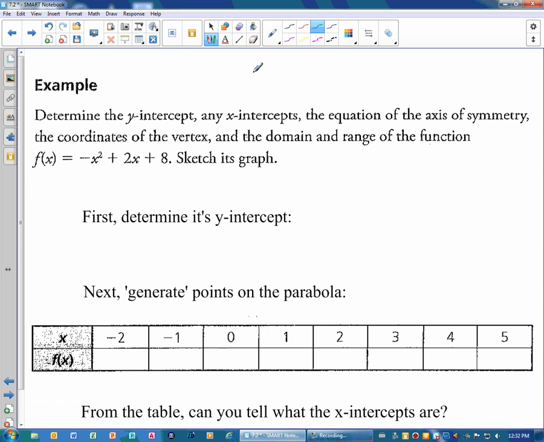Okay, so let's give it a try. It says determine the y-intercepts, the x-intercepts, the equation of the axis of symmetry, the coordinates of the vertex, and the domain and range for this function. Negative x squared plus 2x plus 8.